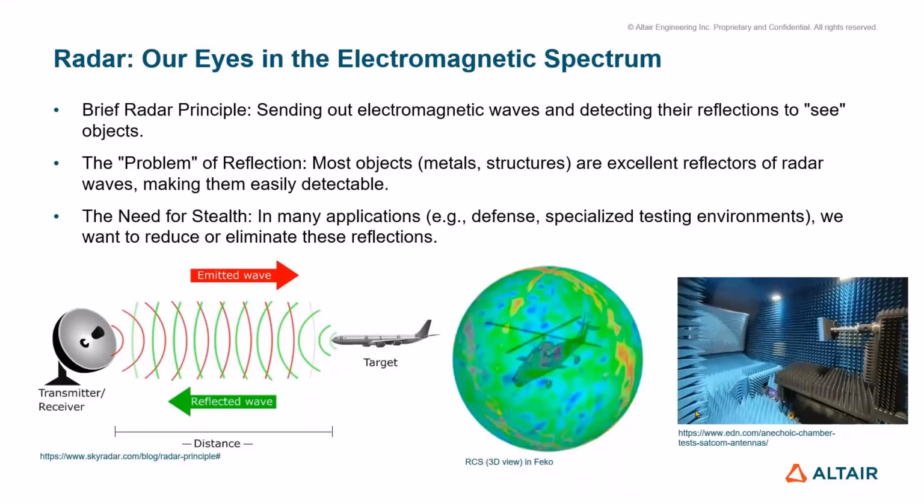So the problem of reflection is that most objects are excellent reflectors of radar waves. They are easily detectable. So some people don't want that. So there is the need for stealth, and in many applications, mainly defense, but also specialized testing environments, or let's say here, these anechoic chambers, right? So you want to get rid of these reflections as good as you can.